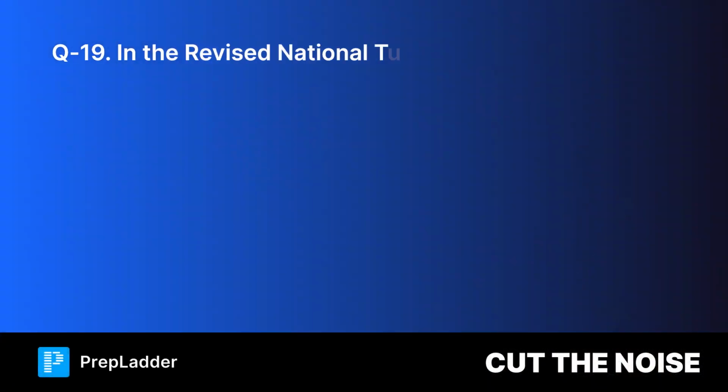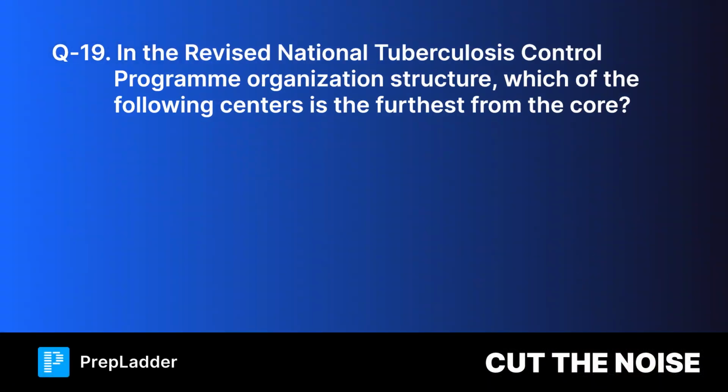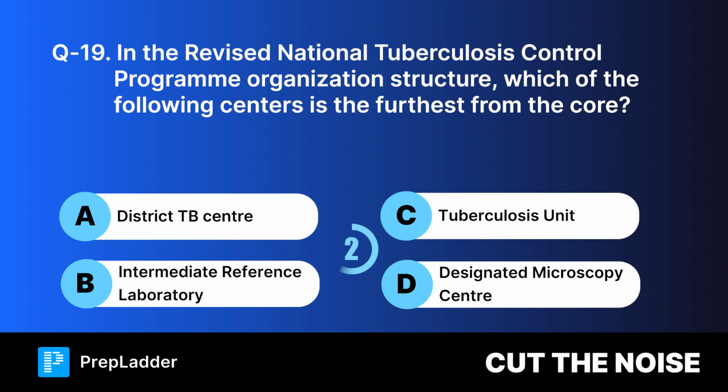All right. Question 19. In the revised National Tuberculosis Control Program organization structure, which of the following centers is the furthest from the core? Your options are.